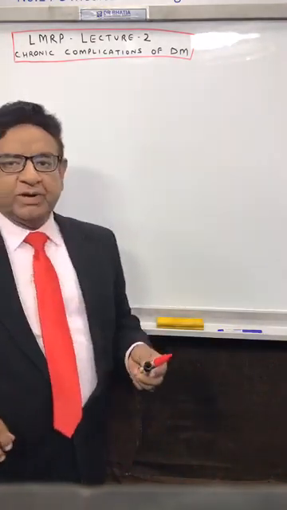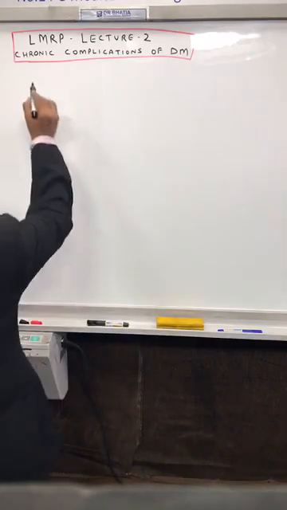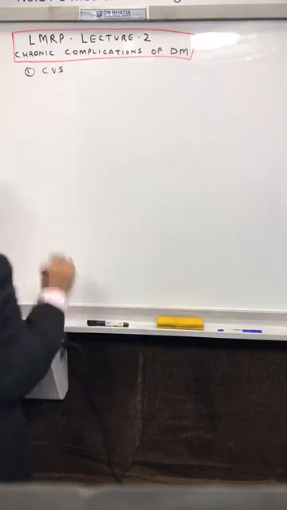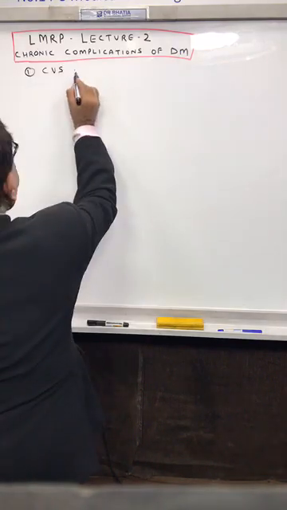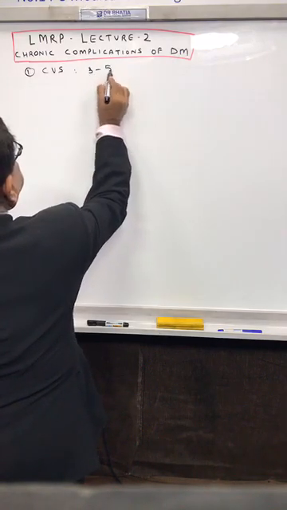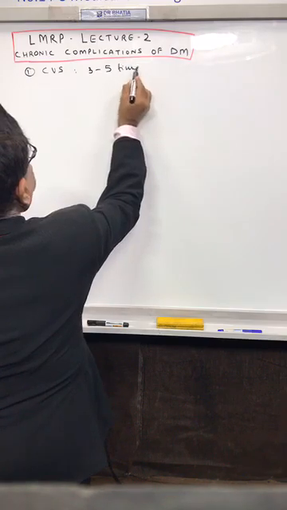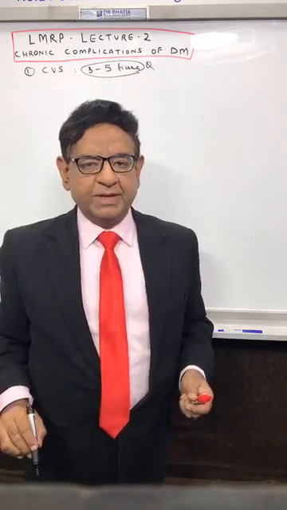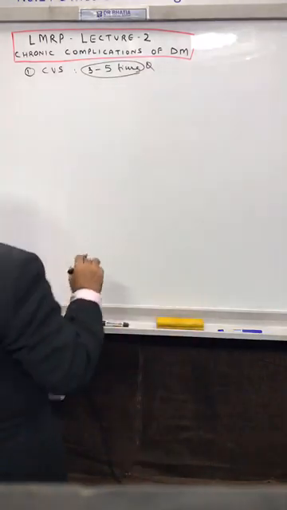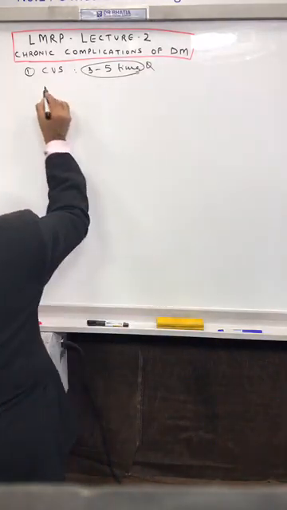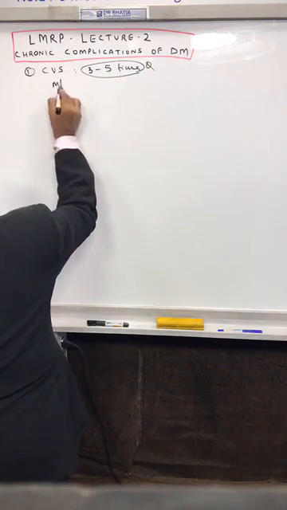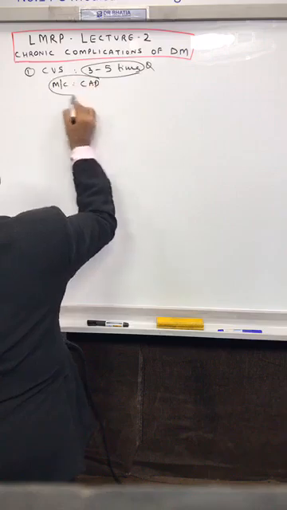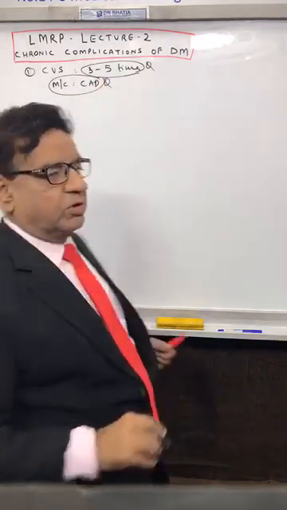Chronic complications of diabetes. First of all is cardiovascular complication. These are 3 to 5 times more common in diabetes as compared to non-diabetic patients. In fact, the most common cause of death in diabetes is coronary artery disease. So this is the most common cause.